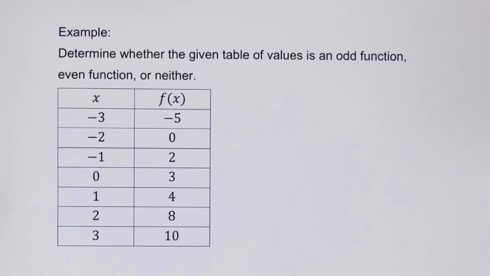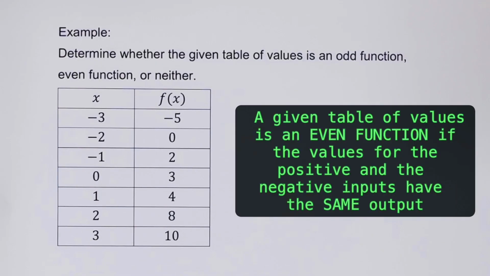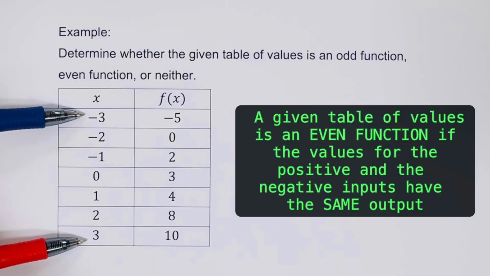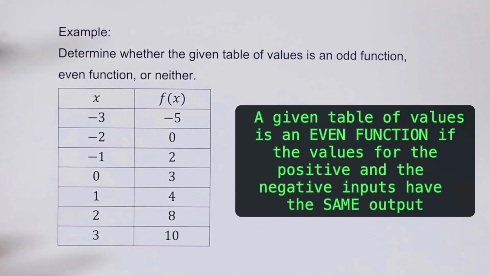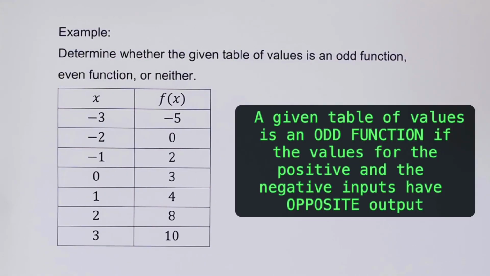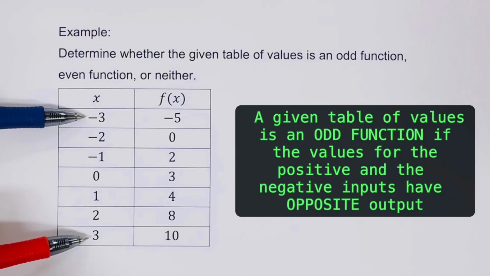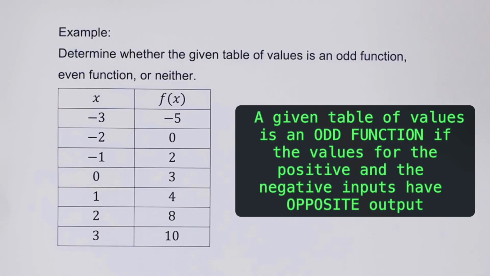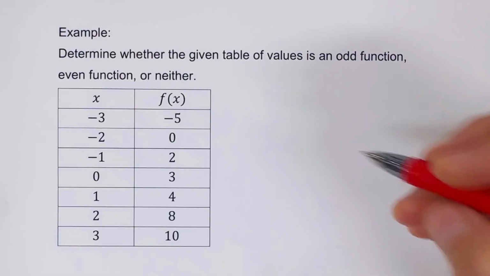So we're going to check if this function is even. Again, a given table of values is an even function if the values for the positive and the negative inputs have the same output. Now looking at this, we have a positive 3 and a negative 3. Their outputs are not the same, so this is not even. On the other hand, if we test if it's odd, a given table of values is an odd function if the values for the positive and the negative inputs have opposite outputs. Looking at this, negative 3 and positive 3, their values are not opposite. The one is negative 5 and the other one is 10. So we can go ahead and say that this function is neither an odd nor an even function.